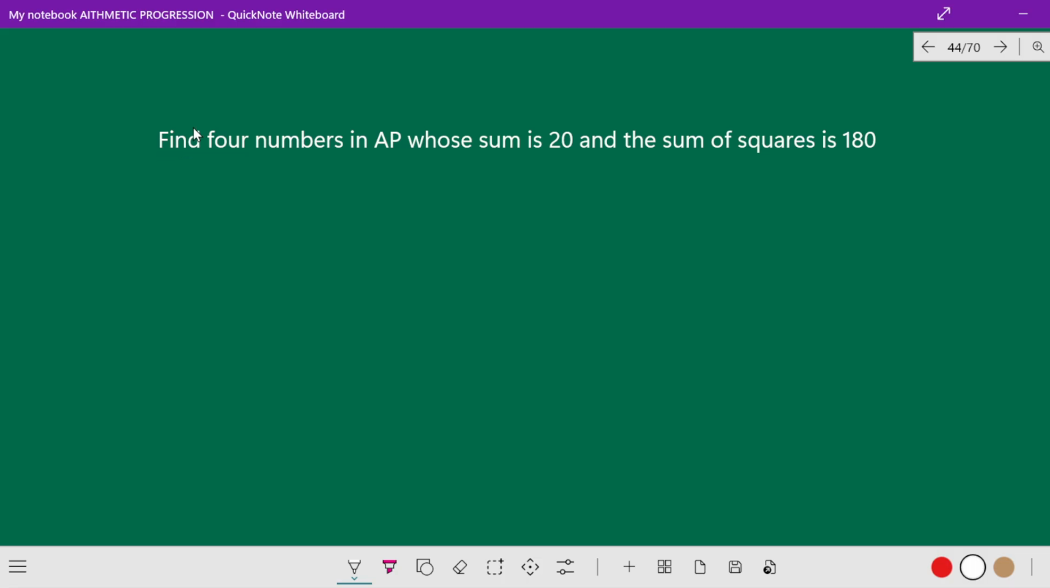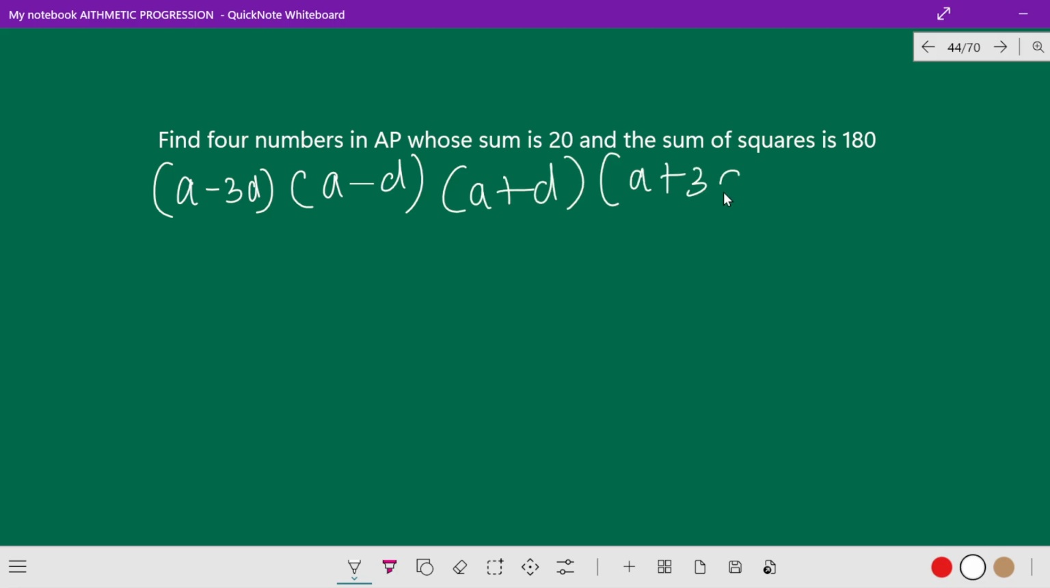Next, find 4 numbers in AP whose sum is 20. When they give 4 numbers, you have to take them like this: a minus 3d, a minus d, a plus d, and a plus 3d. When they say 4 numbers are in AP, you have to consider the 4 terms like this, whose sum is 20. Sum means you have to put plus in between all of these.